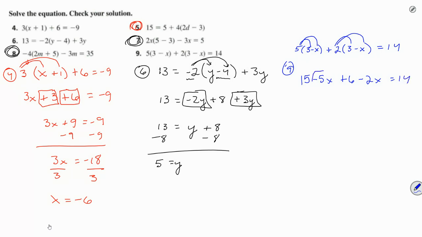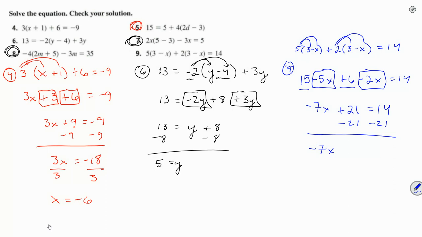From there, we're going to combine some like terms of the x's and get -7x. And we're also going to get 15 and 6, which is 21. Now we're ready to solve a two-step equation. Subtract 21 from both sides. We get -7x equals -7. Divide by -7. Divide by -7. x equals 1.